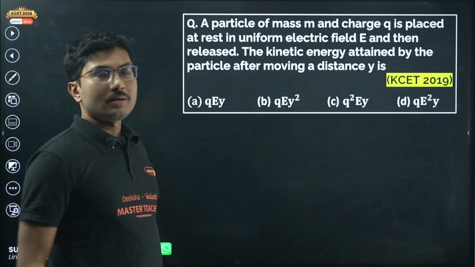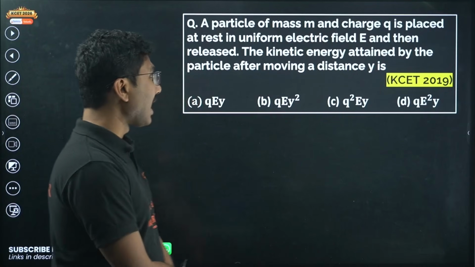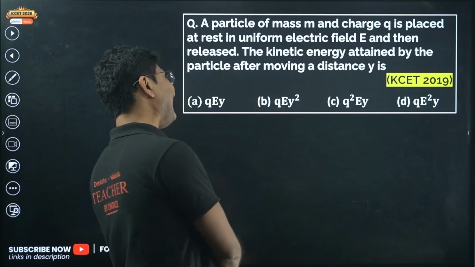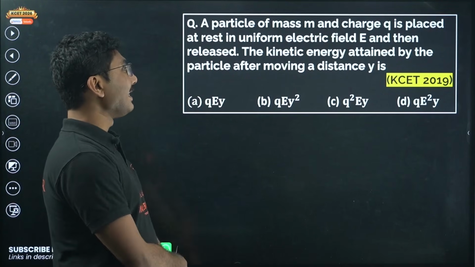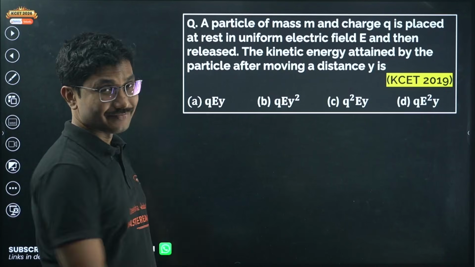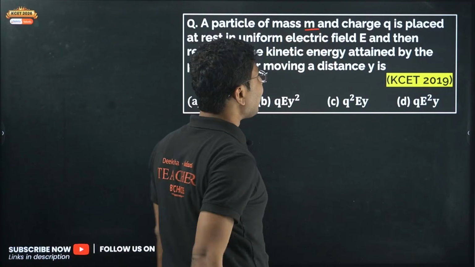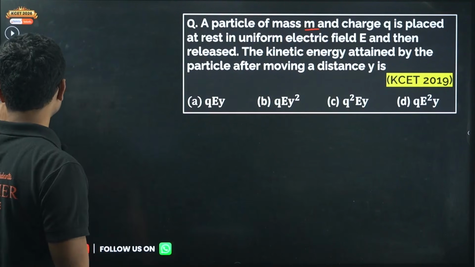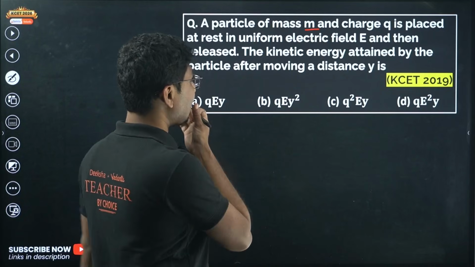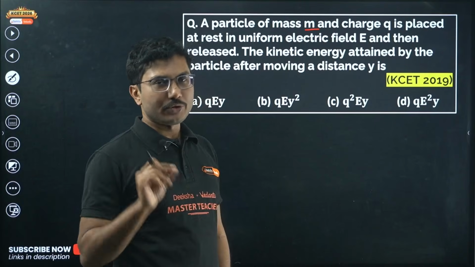Now let's solve one question from this concept. A particle of mass small m and charge small q is placed at rest in a uniform electric field E and then released. The kinetic energy attained by the particle after moving a distance small y is. Very interesting question. So the electric field is E and then the particle is released. You have to calculate the kinetic energy. For that we have to use a few things.